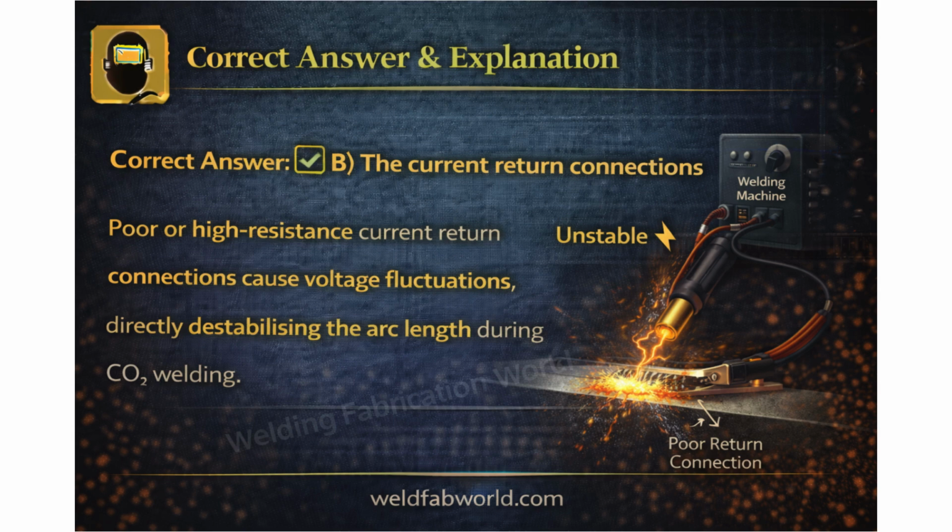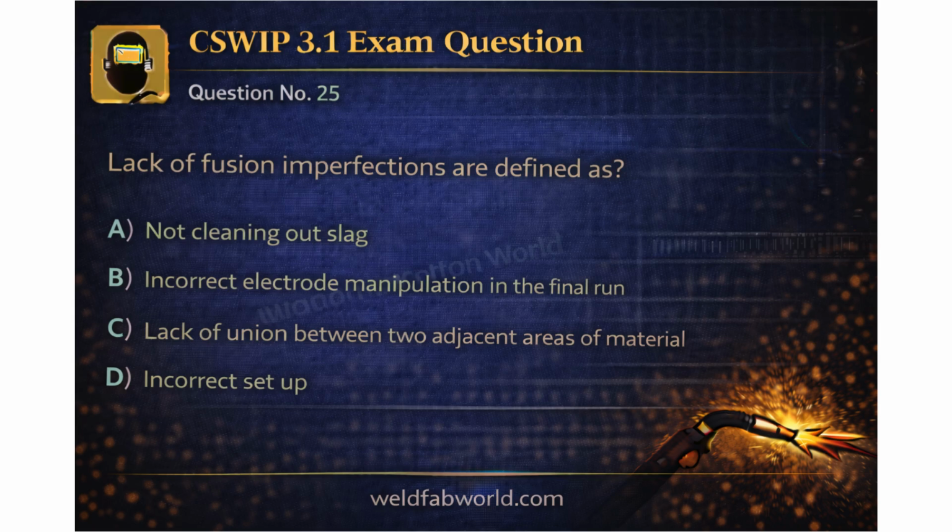Answer. B. The current return connections. Explanation: poor or high resistance current return connections cause voltage fluctuations, directly destabilizing the arc length during welding. Question 26. Lack of fusion imperfections are defined as?